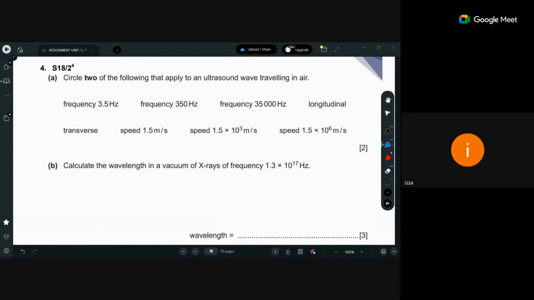Okay, circle two of the following, that the ultrasound wave traveling in air. Frequency 35,000 and longitudinal. Very good, because its frequency would be higher, so it would be 35,000 and it would be your longitudinal wave. And what about its speed? Speed is not given in any range because it is traveling in air. If it would be in liquid, then this would be the right answer.